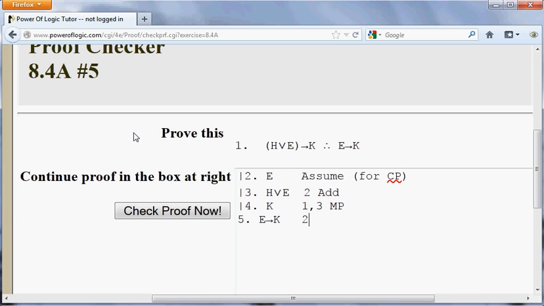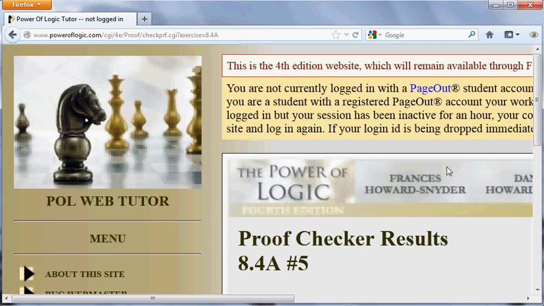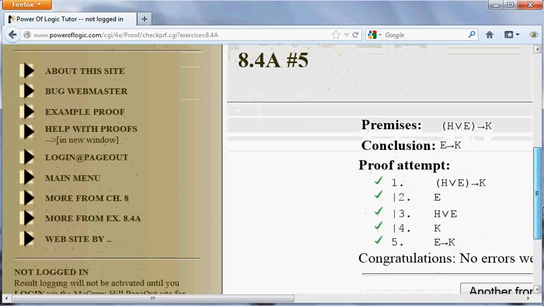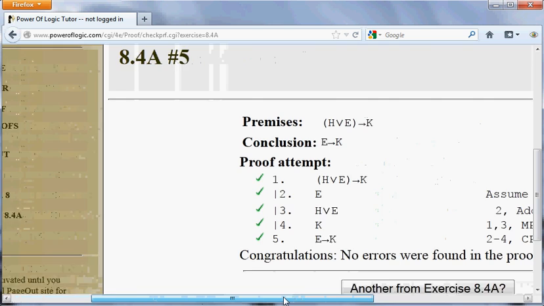So that's 2 through 4 conditional proof, and if I check the proof, hopefully that's going to be correct. Congratulations is a good sign.